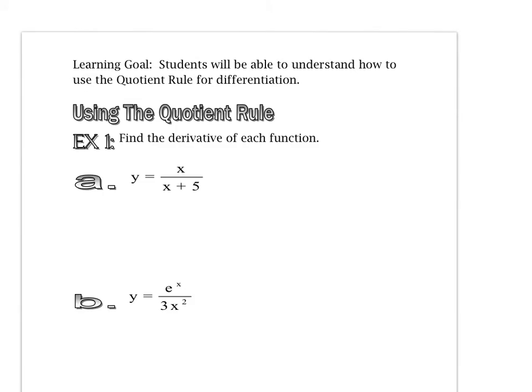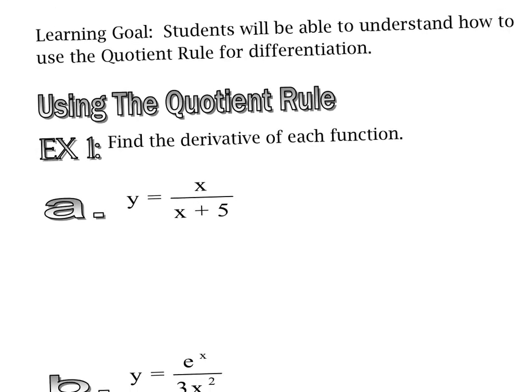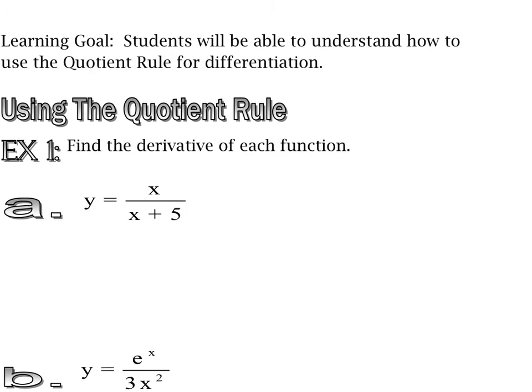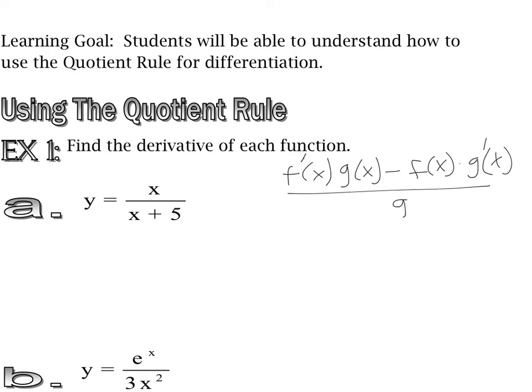Okay, so pretty simple one. We have just x over x plus 5. So I like to rewrite the quotient rule. It would be f prime of x times g of x minus f of x times g prime of x, and that's all over g of x squared. And remember we're probably going to want some brackets there.